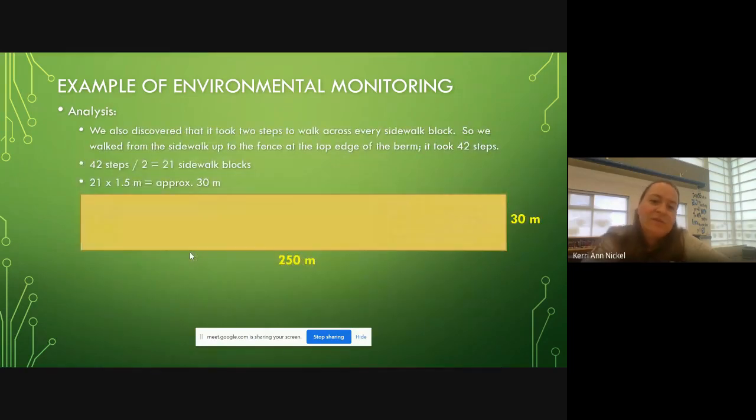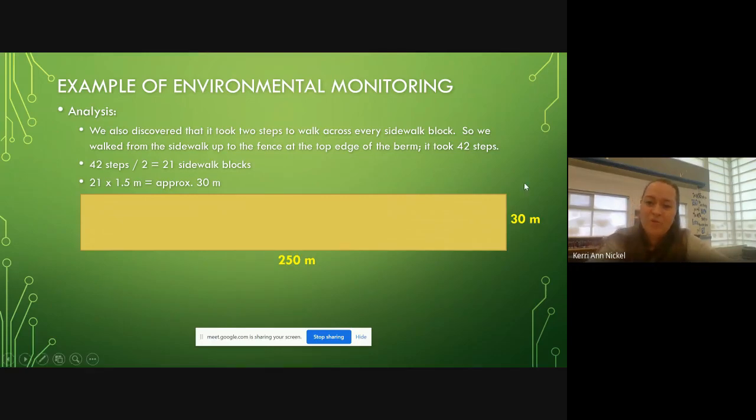Now, the other thing we discovered was that it took 2 steps to walk across every sidewalk block. So we used this to walk from the sidewalk up to the top of the berm all the way to the fence, and it took 42 steps. So we divided that by 2, which means that it would have taken up about 21 sidewalk blocks. And using that, we get an approximate answer of about 30 meters distance from the sidewalk to the fence.